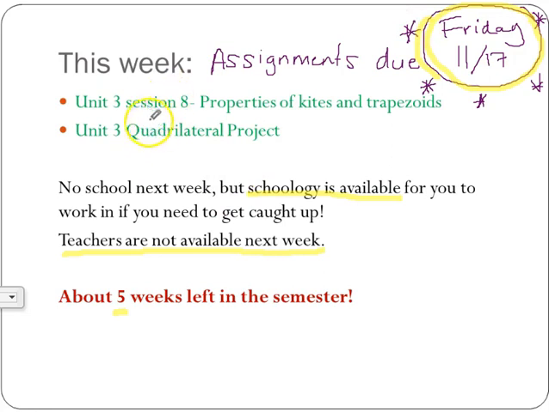So we're going to work this week on Unit 3, Session 8. We're going to look at properties of kites and trapezoids, some additional types of quadrilaterals. And then we're going to start wrapping up Unit 3. Session 8 is the last session where you're going to be learning new material in Unit 3, and then we're going to do a fun quadrilateral project where you're going to be creating fake Facebook profiles of a quadrilateral of your choice. Again, it's a fake Facebook account, and directions are in this week's folder.